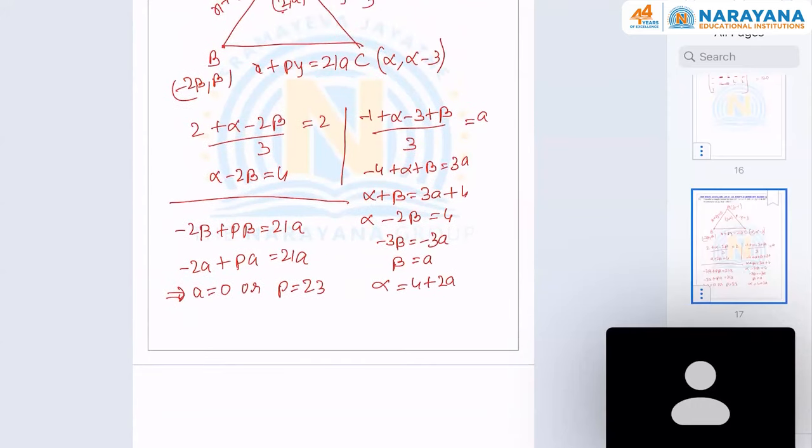Similarly, I will substitute the point C in the equation of the line BC. So alpha plus p into alpha minus 3 is equal to 21a.